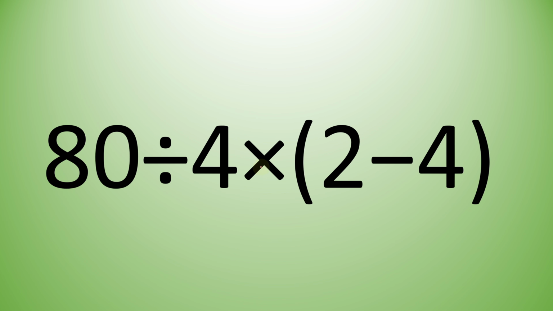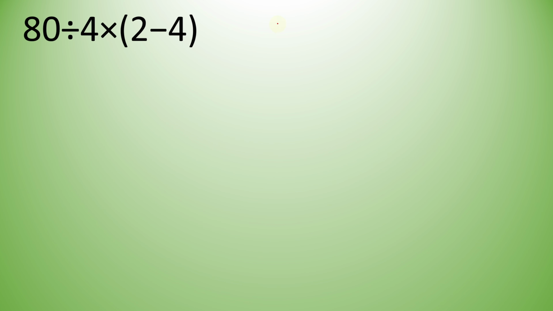80 divided by 4 times parenthesis 2 minus 4. This is also a classic math trap. We will solve with the help of PEMDAS here. We will write here PEMDAS.